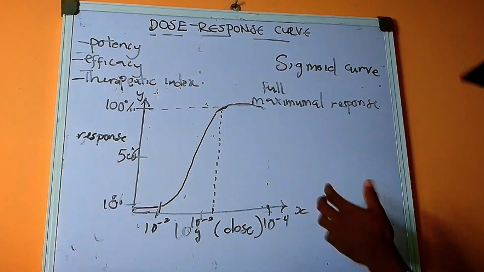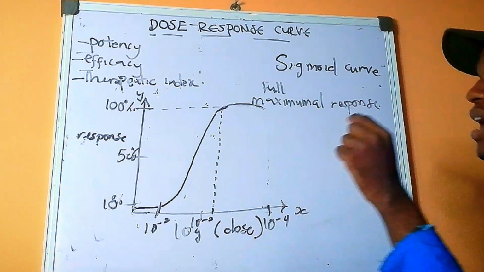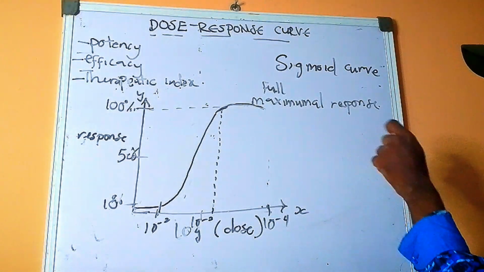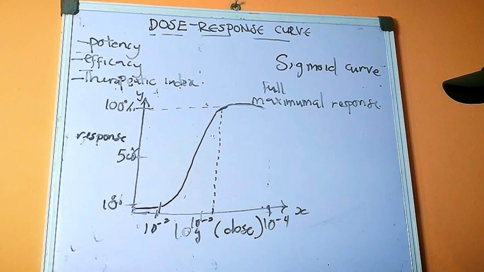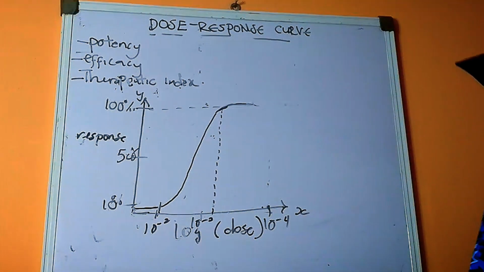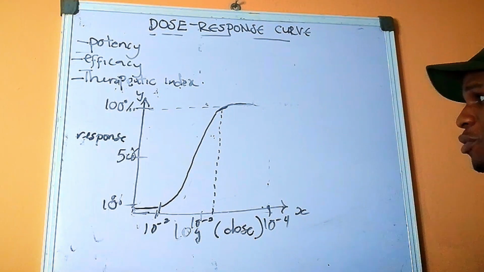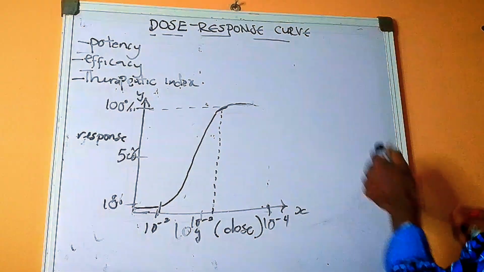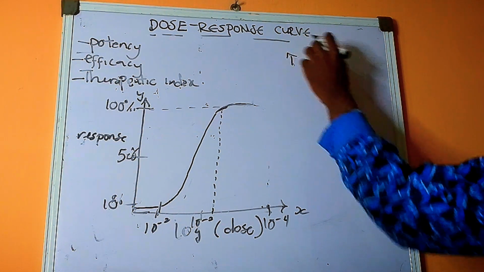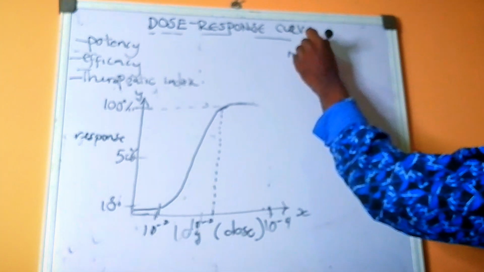So let's talk about potency. I say potency is the ability of a drug, or the amount of the drug that can cause a specific effect. So there is something I want you to know so that it can be very easy for you when you're given a dose response curve to determine which is more potent and which is less potent. Know that the ability of the drug to bind tightly to a receptor is called drug affinity.